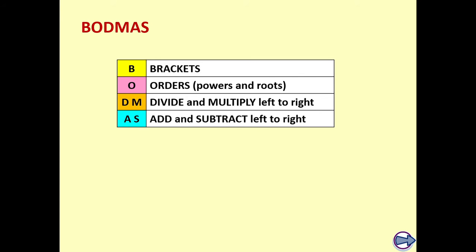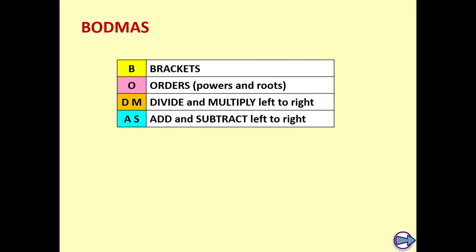Okay, so BODMAS is an acronym. B stands for brackets. O stands for orders, which means powers and roots. Now you've seen powers regarding squares and cubes. D stands for divide, M stands for multiply, A stands for addition, and S stands for subtraction. Okay, so if you pause the video just now to copy out the title in the table.